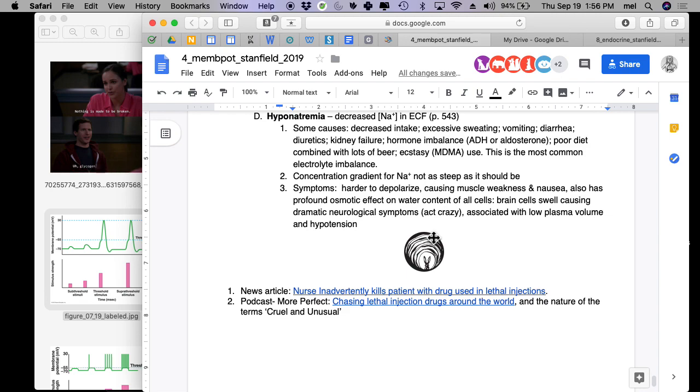You could have low sodium intake, but is that a real problem in the United States? No, it is not. Excessive sweating, vomiting, diarrhea, diuretics. That's a serious potential for problem. Kidney failure. Again, if your kidneys are not regulating your sodium, you can lose it.